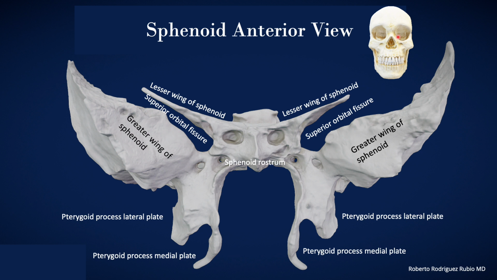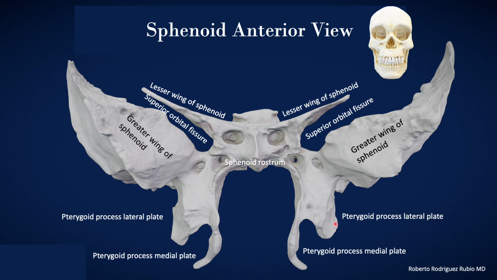Here are some of the big landmarks you need to know from an anterior view. Here's the lesser wing of the sphenoid, okay? And the biggest landmark are these huge wings. This is the greater wing of the sphenoid. This is the anterior aspect of the greater wing of the sphenoid. Again, lesser wing of the sphenoid. Here's the nose, or the beak. Rostrum means beak, so here's the beak of the owl. So there's the rostrum. This is the superior orbital fissure, okay?